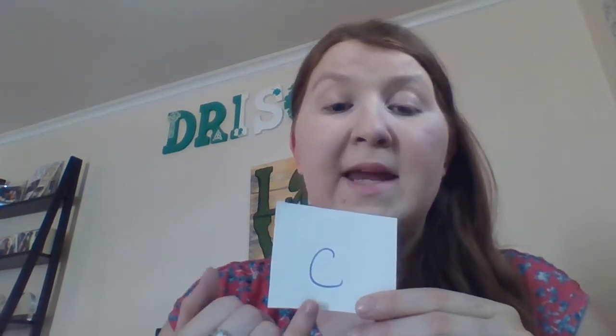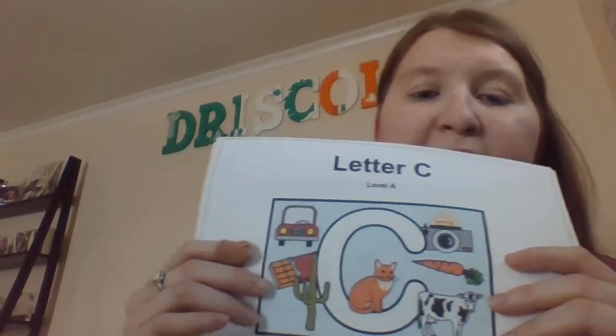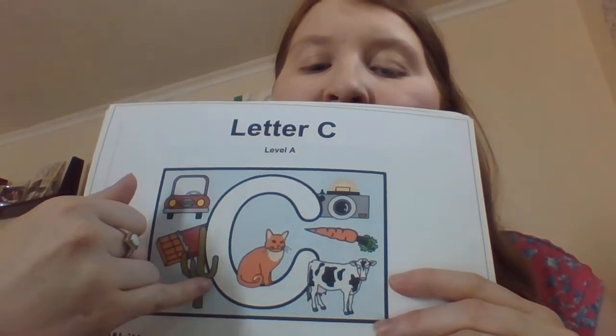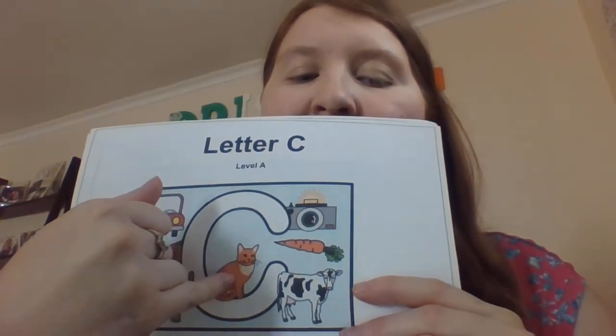This is our uppercase C. And Miss Caitlin is going to show you our lowercase c. It makes the k, k, k sound. Now Miss Caitlin is going to do a picture walk to see what kind of words might start with our letter C. On the first page, Miss Caitlin sees a k, k, car, k, k, candy, k, k, cactus, k, k, cat, k, k, cow, k, k, carrot, and k, k, camera. So we're going to look at these pictures a little bit more in depth on our picture walk.